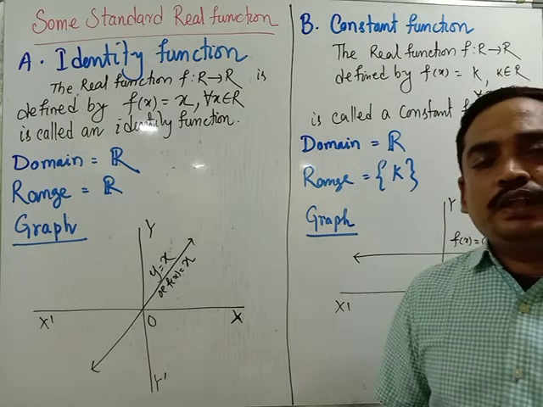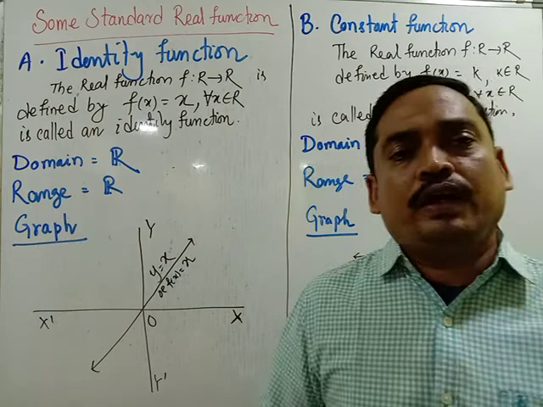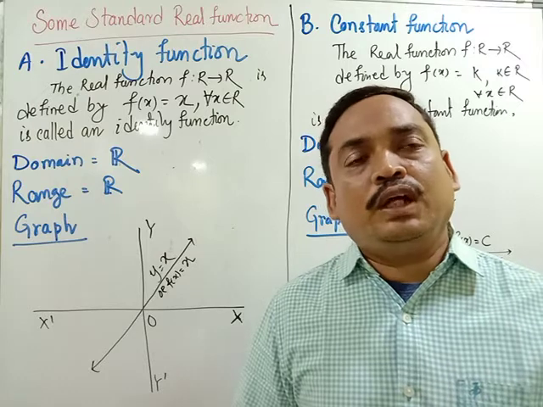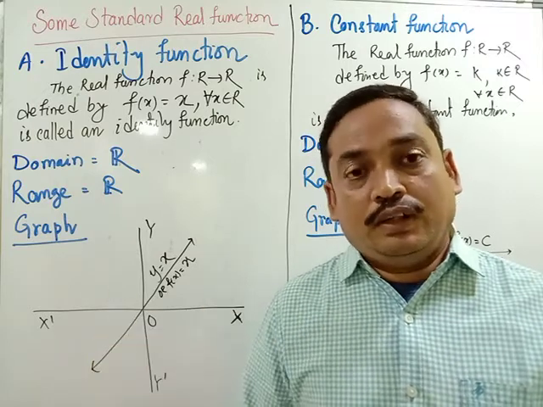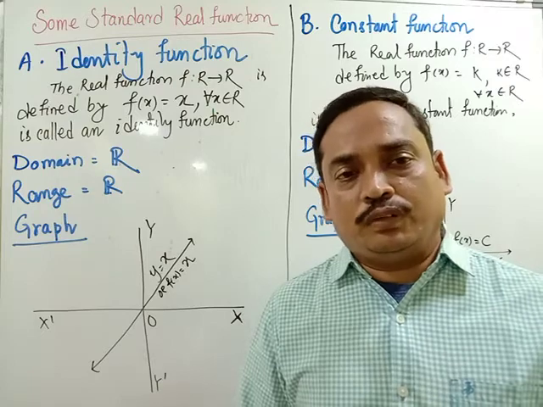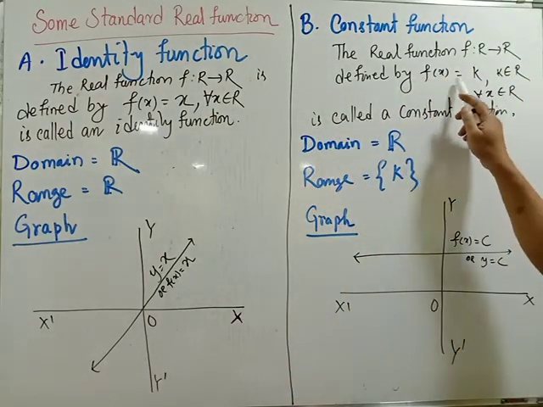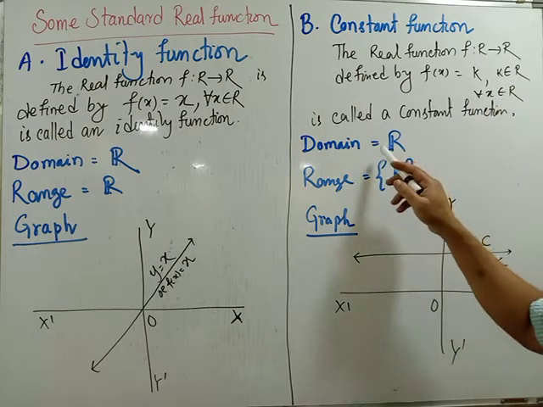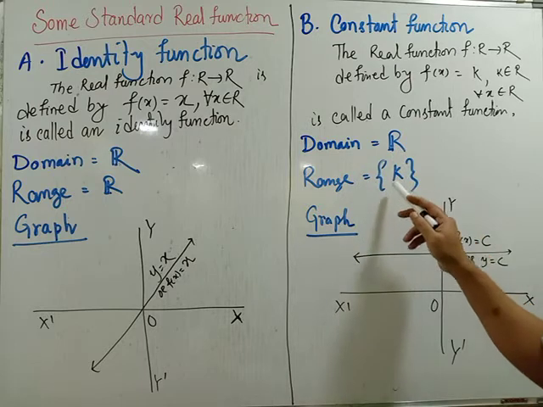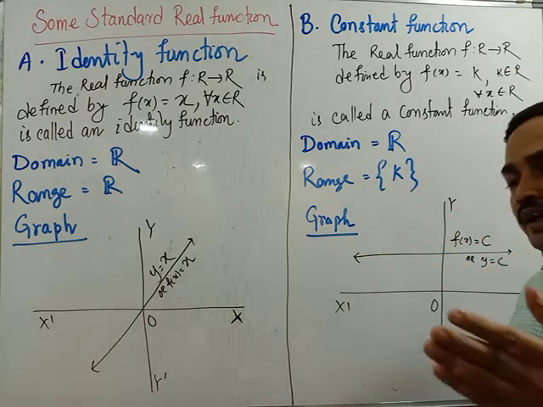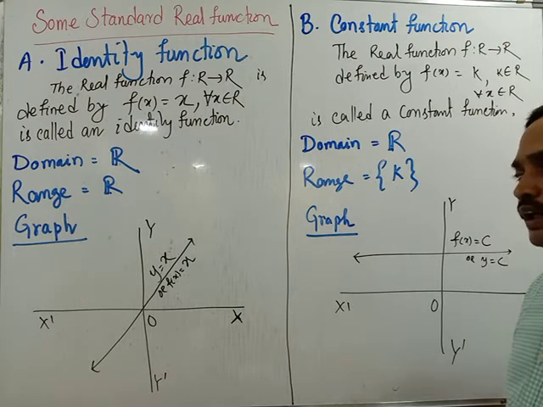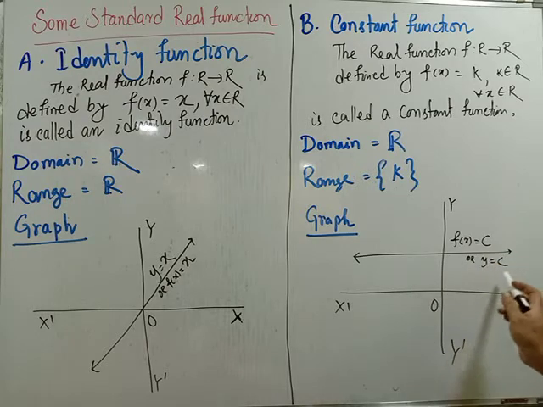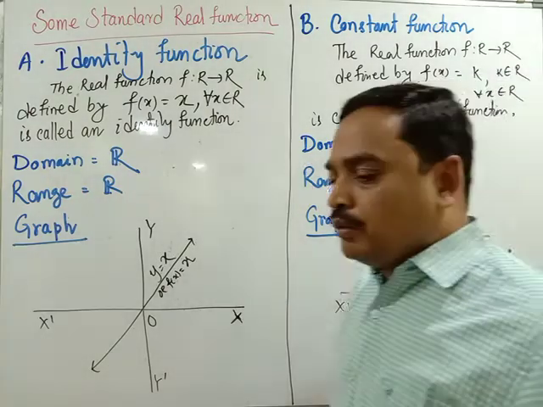Constant function means it is a real function f from R to R defined by f of x equal to any constant k. As we know, a single variable like y is equal to 3, that is called your constant function. Here f of x is equal to k, which belongs to R, a real number, for all x belongs to R. In this case the domain will be R, and the range will be the singleton set {k}, for all values: f of 1 is k, f of 2 is k, f of 9 is k, f of 1000 is k. So the graph is a line, f of x equal to c or y is equal to c. So this is the constant function.